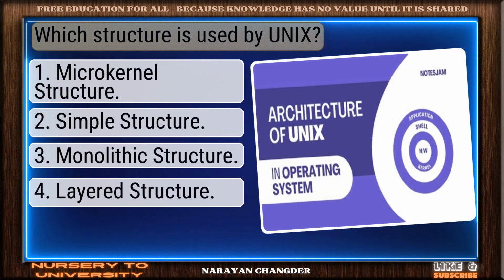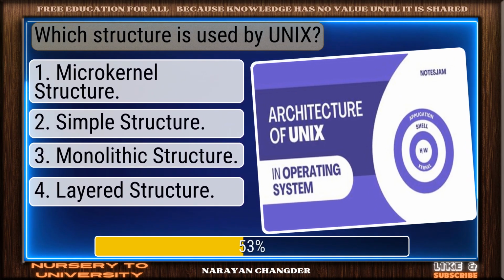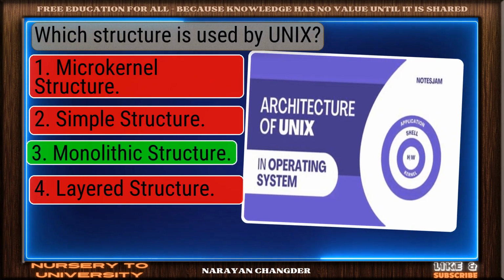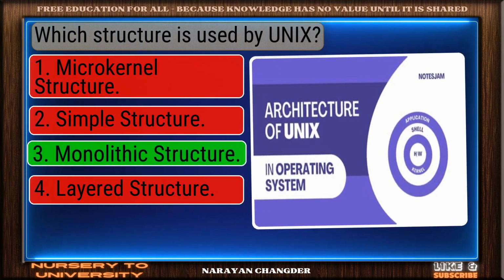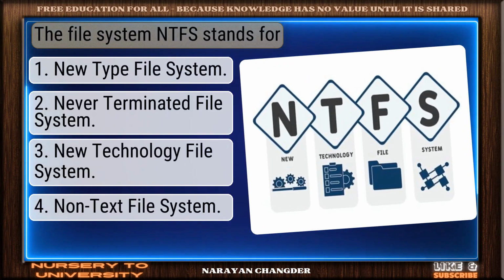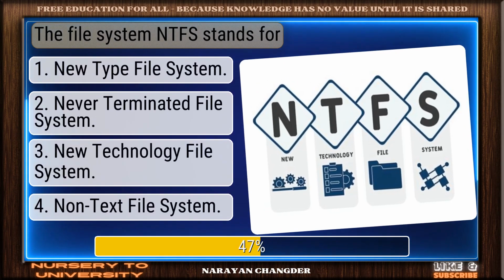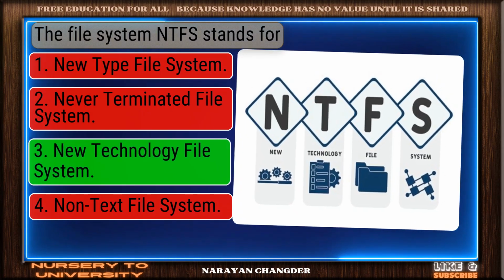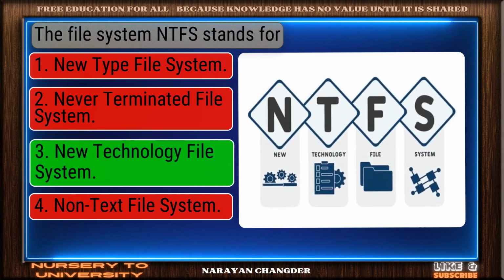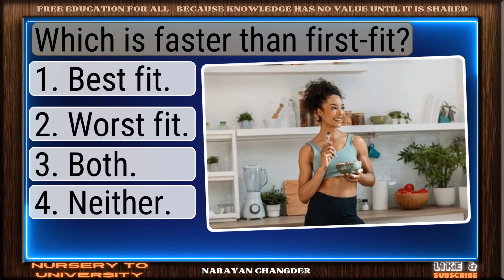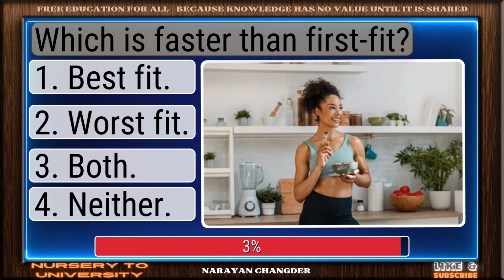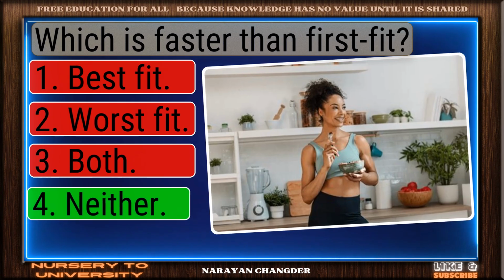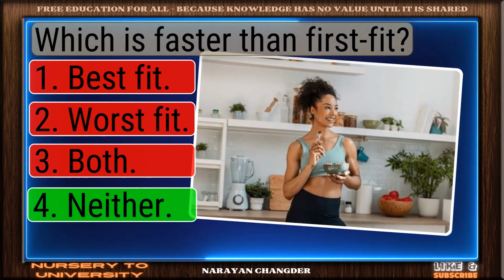Which structure is used by Unix? Nicely done. Monolithic structure is a solid answer. The file system NTFS stands for. Smart move. New technology file system is an accurate answer. Which is faster than first fit? You're right. Neither is the correct answer.